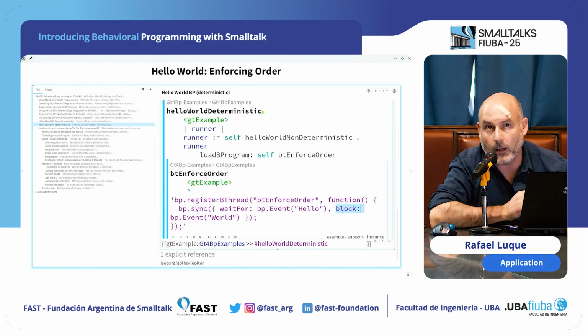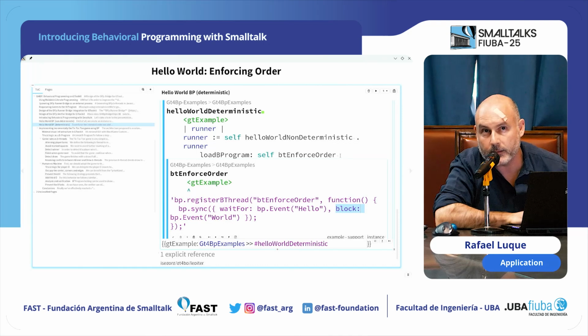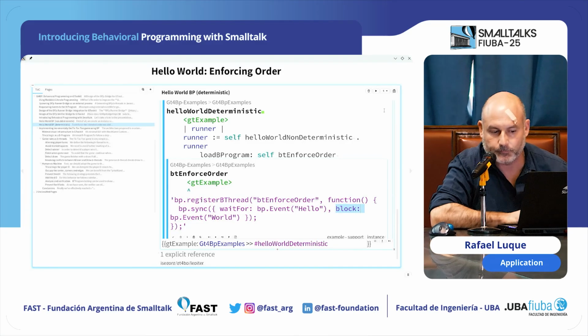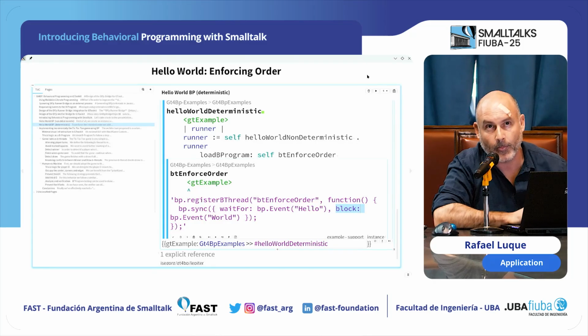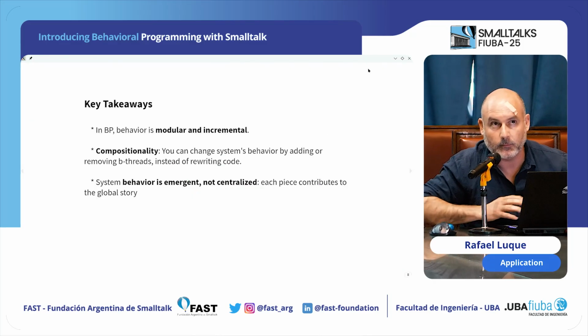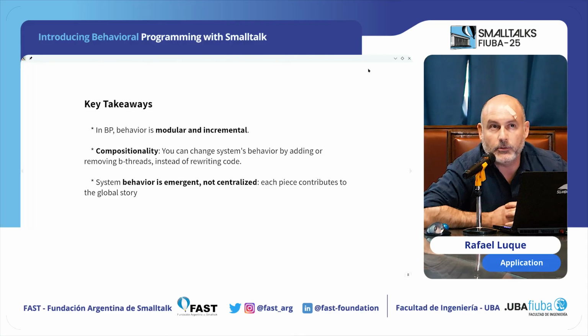So when we add this third B thread to our previous hello world version, we obtain a hello world version with a deterministic behavior. We can run this version, and we are always going to obtain hello world in the correct order. So although this is a very tiny sample, I think that it's useful.